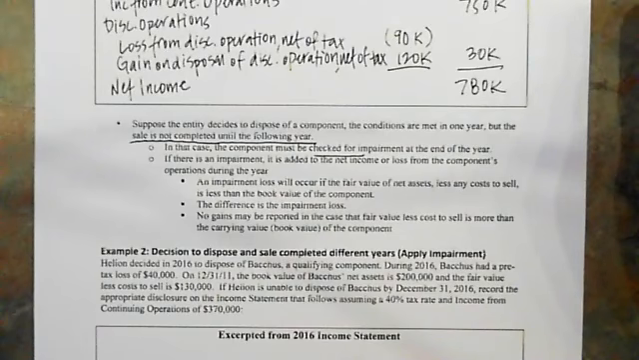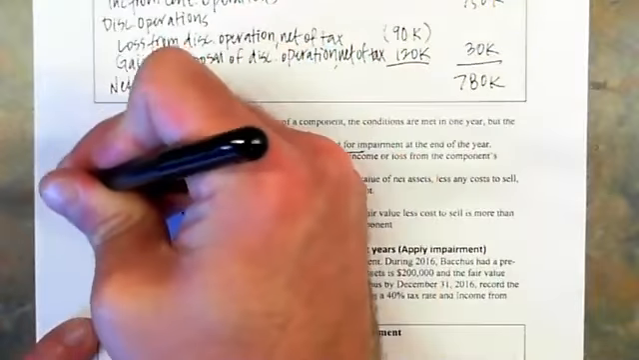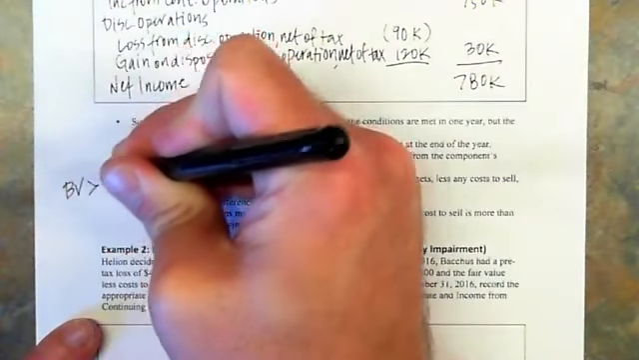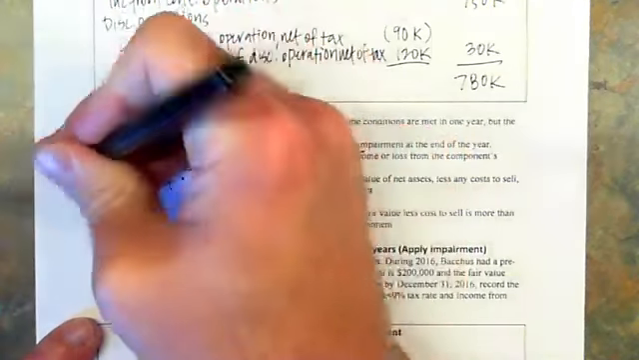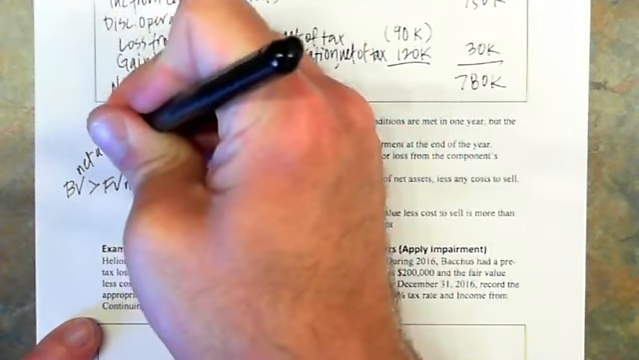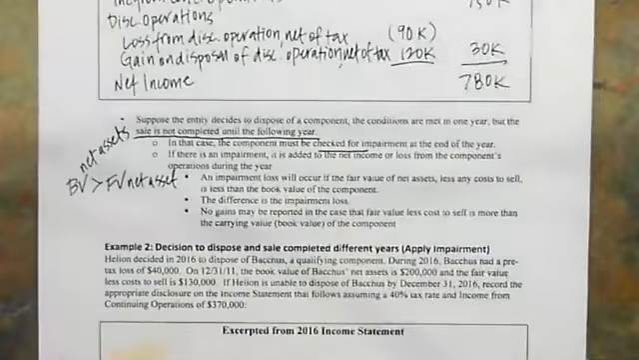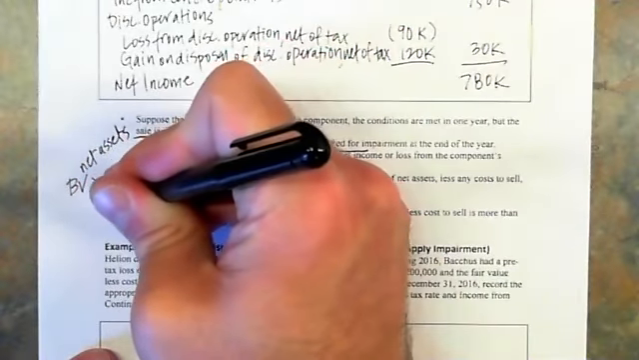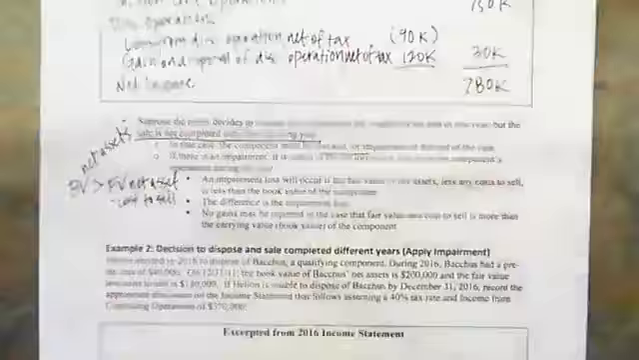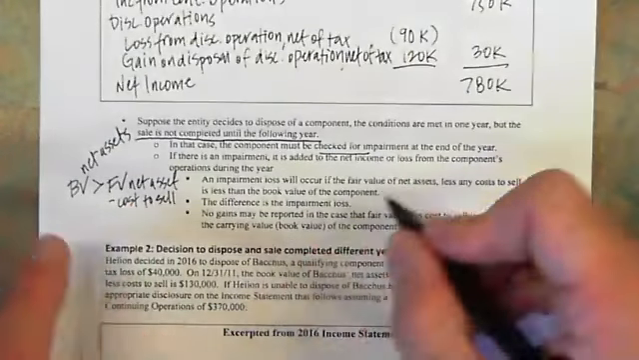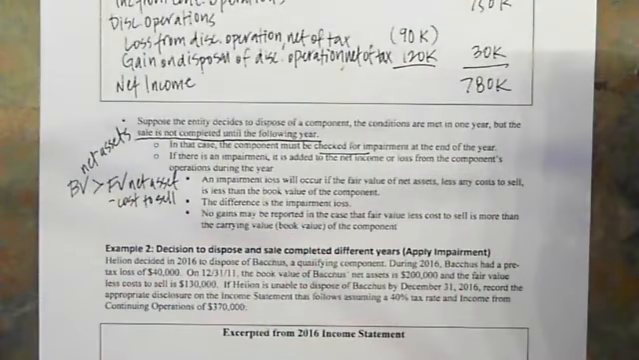When do you know you have impairment? Impairment occurs if the fair value of the net assets less the cost to sell is less than the book value of the component. So we have that the book value of net assets is greater than the fair value of net assets less cost to sell. If this is greater than that, we have some impairment. The difference between those two amounts is impairment loss.